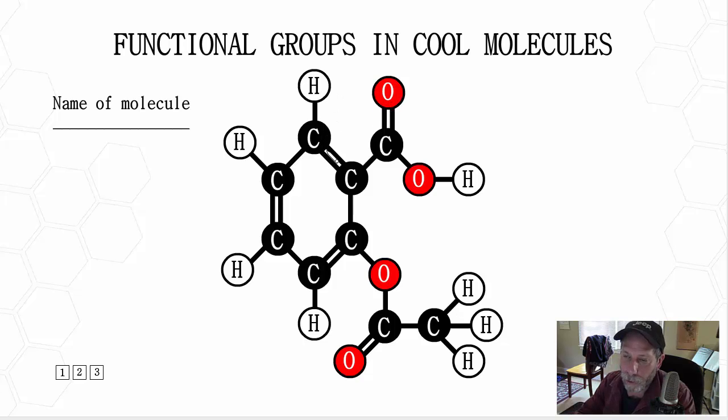You'll notice that in this molecule, carbon makes its 4 bonds, 1, 2, 3, 4. In every case, carbon's making 4 bonds. In every case, oxygen is making 2 bonds, whether it's a double bond or a couple of single bonds, and hydrogen is always making 1 bond. All right? So let's go ahead and identify the name of this molecule.